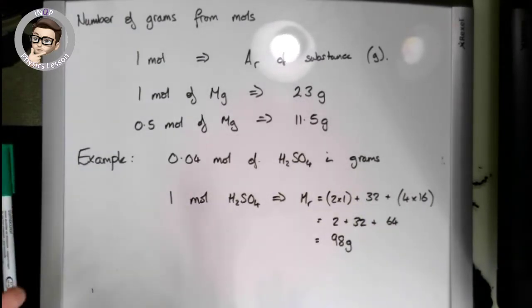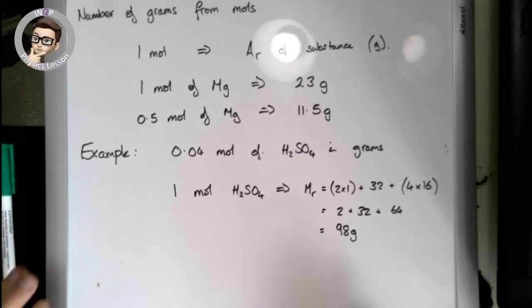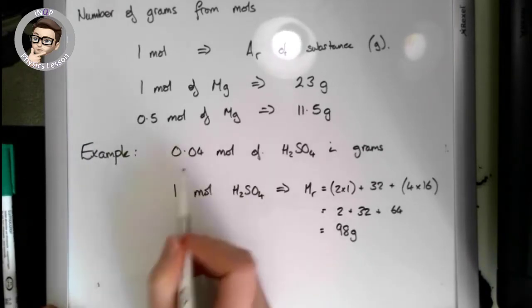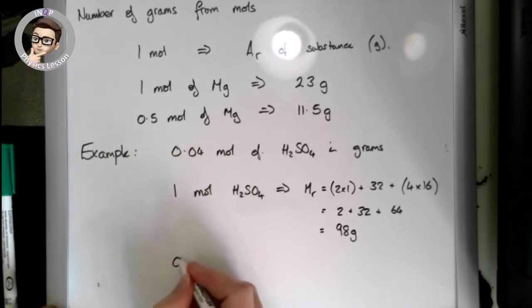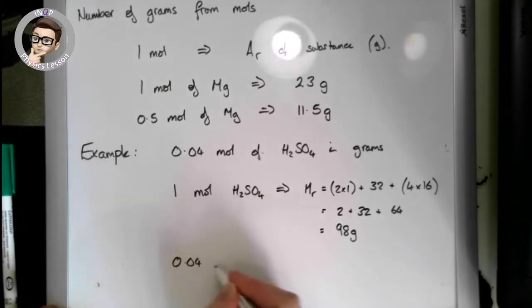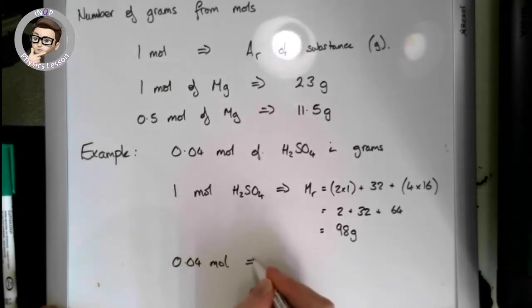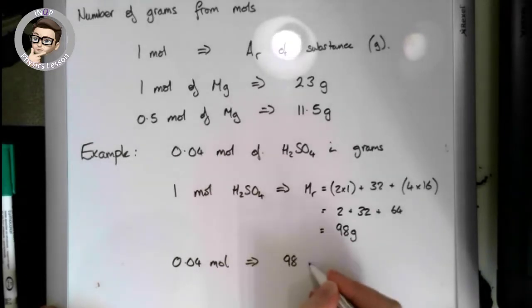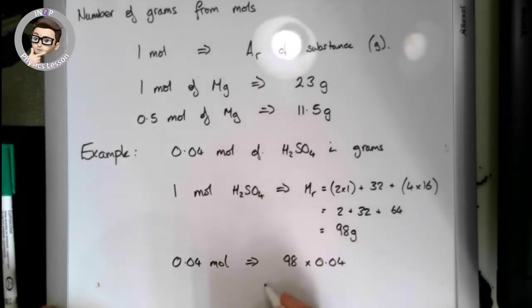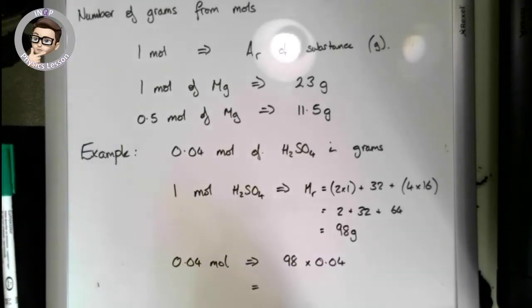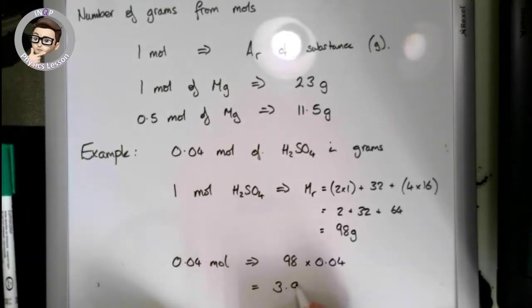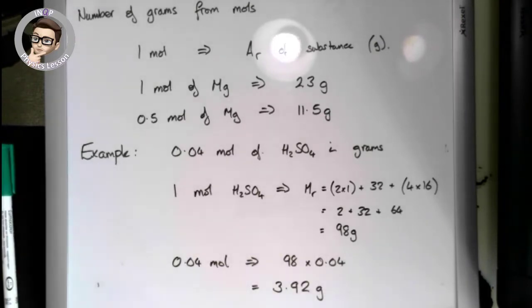So if I had 1 mole, I'd have 98 grams, but I need to scale this because I've only got 0.04 of it. So if I multiply this side by 0.04 to give me the number of moles I'm starting with, then I need to multiply this side by 0.04. So I'm going to end up with 0.04 moles is going to be 3.92 grams. Okay, right, over to you to have a go at some questions.